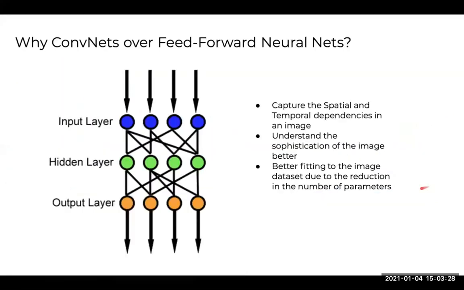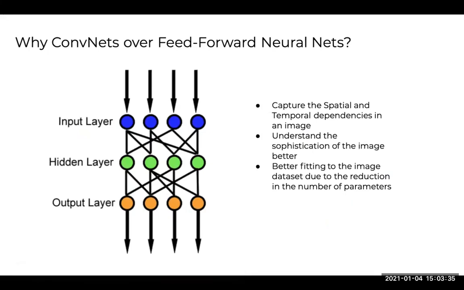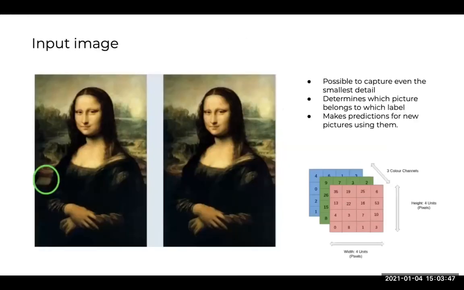Why convnet over feed-forward neural nets? Because a convnet is able to successfully capture the spatial and temporal dependencies in an image through the application of relevant filters. The network can be trained to understand the sophistication of the image better. The role of the convnet is to reduce the image into a form which is easier to process without losing features which are critical for getting good precision.